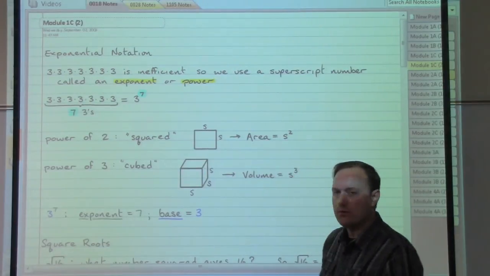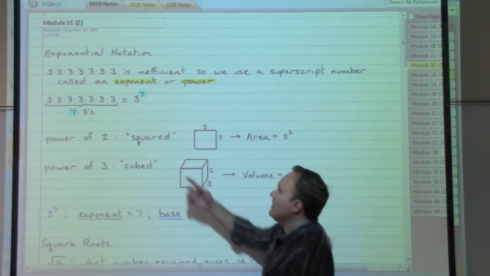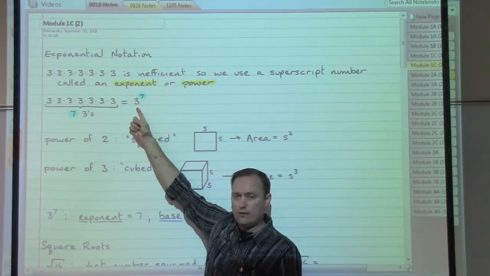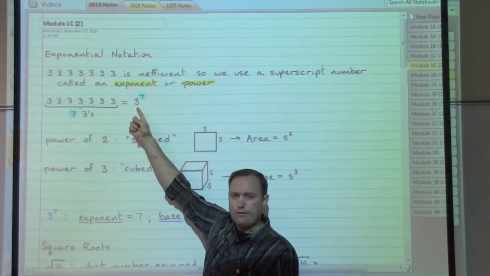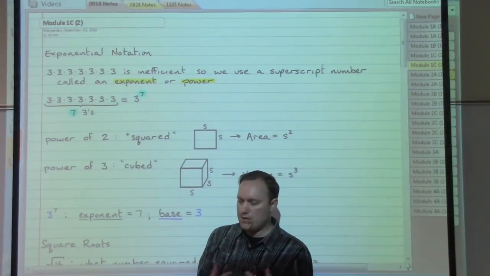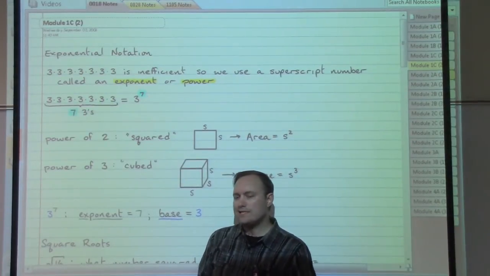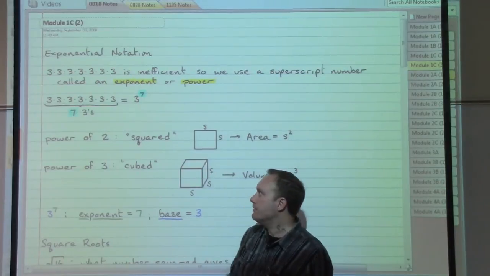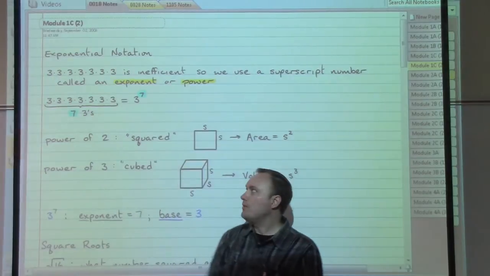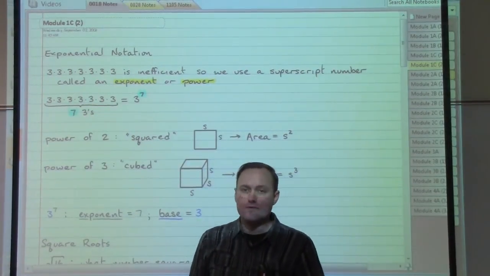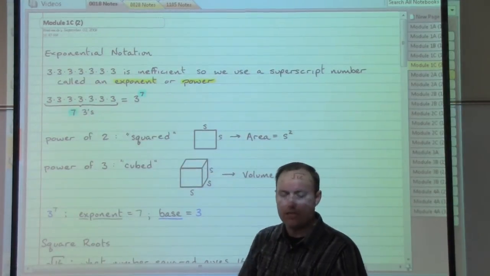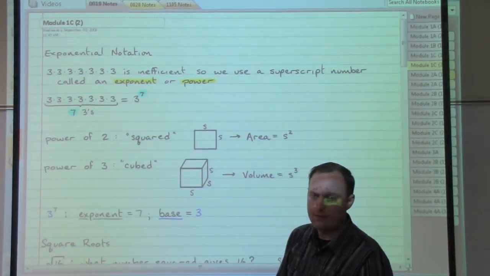We create a shorthand or symbolic version of that, which is the 3 that's part of our multiplication problem appears as a regular, normal-sized, and normally written 3. The fact that there are 7 of them, well, that's the new and different sort of thing. So we're going to take that 7, make it a little bit smaller, and put it at the upper right. And we're going to read this 3 to the power of 7, or 3 to the 7th power, or we could also just say 3 to the 7th.